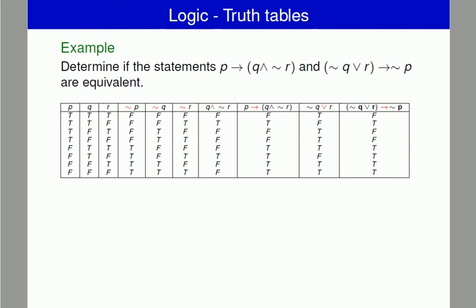So now I can compare the two statements. P implies Q and not R, and not Q or R implies not P. For each row, they have the same outcome. They are together taking the same truth values for the same truth value combinations of P, Q and R. Therefore, the conclusion, they are equivalent. Remember, if at least one of these truth values is different, the statements are not equivalent. Equivalent means all of them are the same.